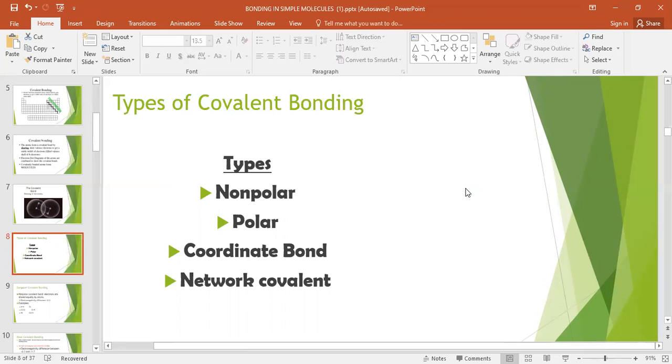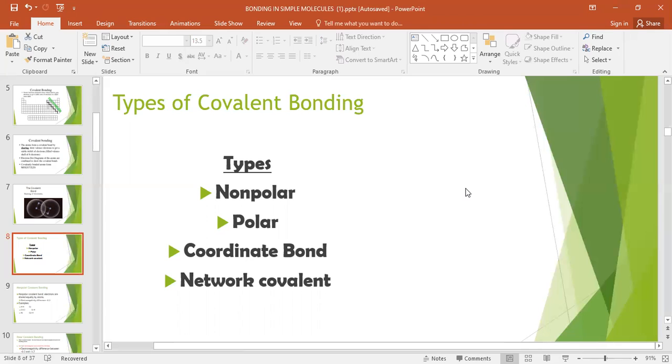I just want to explain the word polar. What is the meaning of polar? Polar means two parts: one is positive, another is negative. You can also study this in physics; I think maybe you study north and south pole. Understand here also. If any substance like HCl, Cl is negative and H is positive; this sign I use means partial.